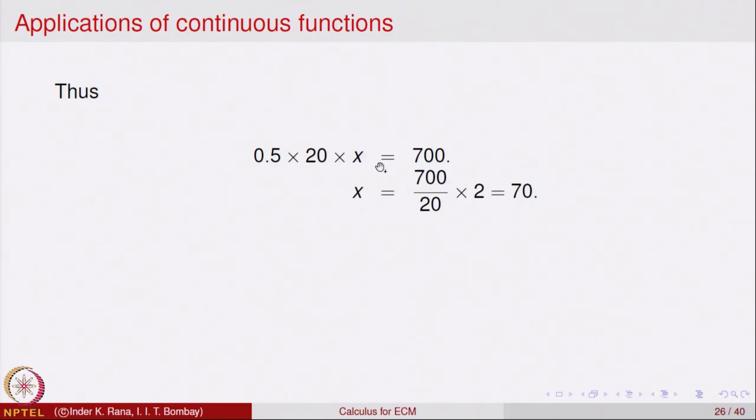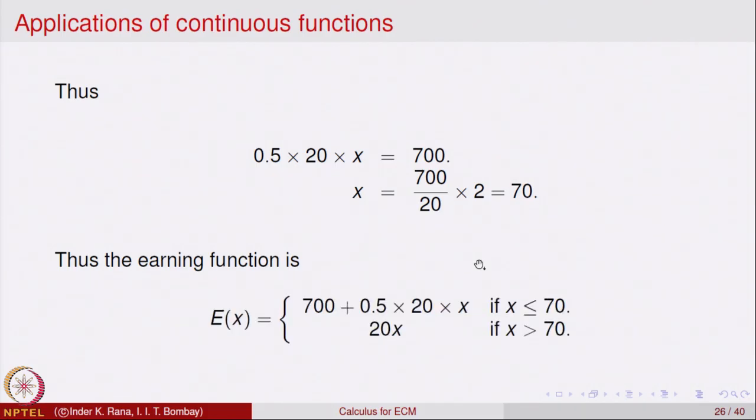So, we want to find x such that if he is able to earn 20 rupees per hour, 50% of that should be equal to 700. That is the equation we get, so x is equal to 70. That means if he is able to work 70 hours, he will have reached the target of paying back the government 700 rupees, that is the unemployment allowance. After that, if he works more, he is allowed to keep everything.